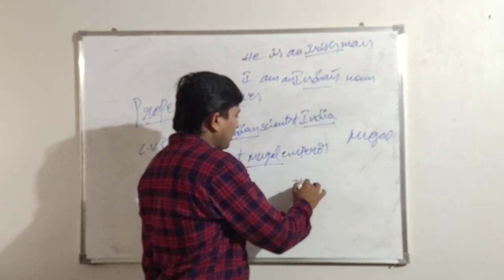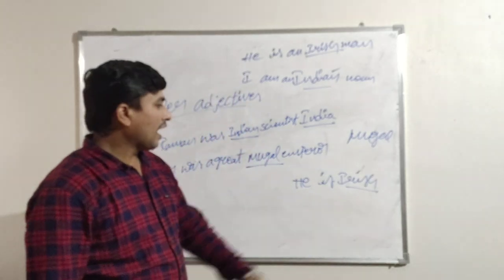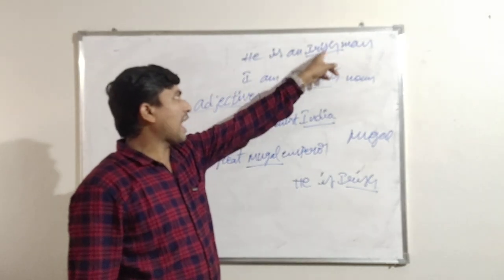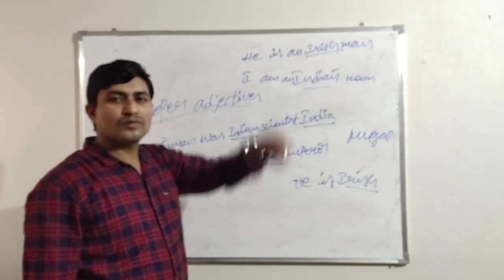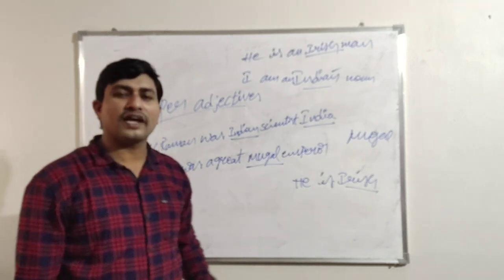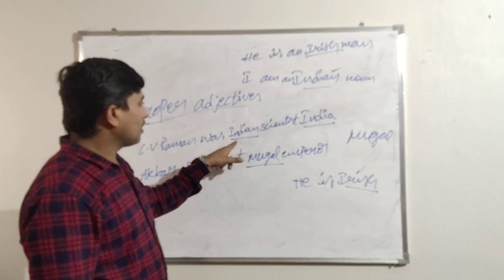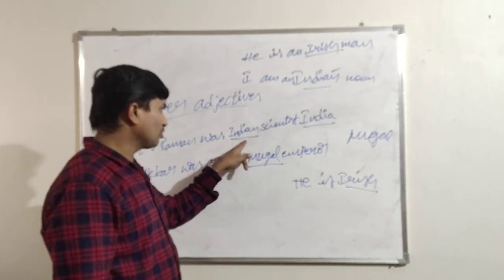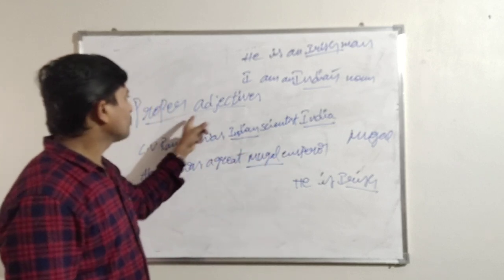But see, he is Irish. Here Irish is a noun. But in Irishman, as it is placed in front of a noun and is modifying the meaning of the noun, it is known as a proper adjective. So you might have understood what proper adjectives are. Proper adjectives are formed from proper nouns. If a proper noun is placed before a noun, it is known as a proper adjective.